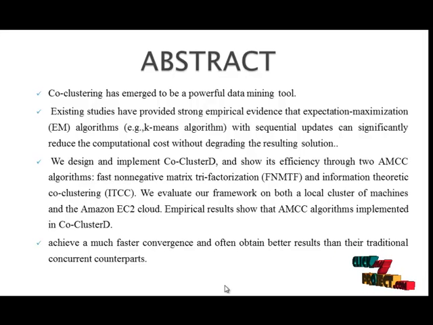Existing studies have provided strong empirical evidence that the expectation maximization (EM) algorithm and k-means algorithms with sequential updates can significantly reduce the computational cost. The design and implementation of Co-ClusterD shows its efficiency through two algorithms, fast non-negative matrix tri-factorization and information theoretic co-clustering, that is ITCC. Using this, we can evaluate the framework on both a local cluster of machines and the Amazon EC2 cloud.